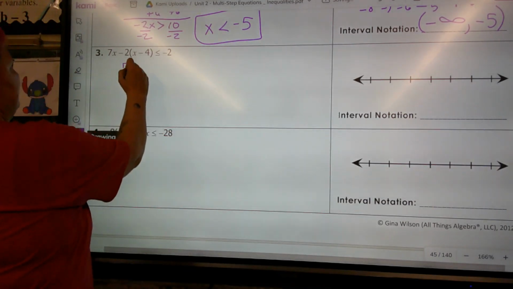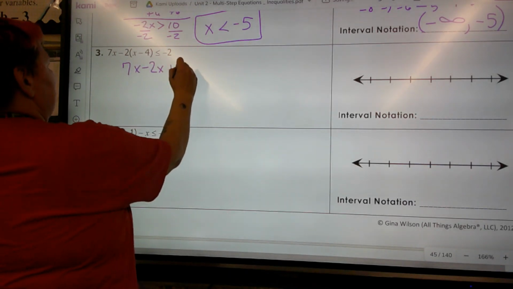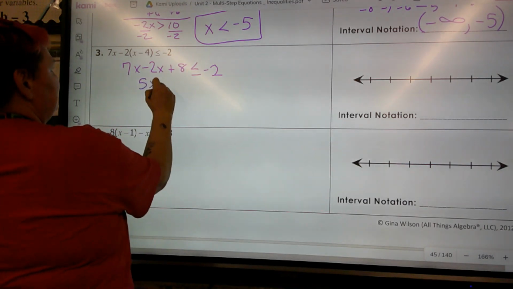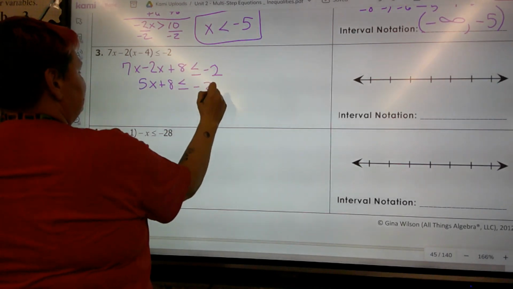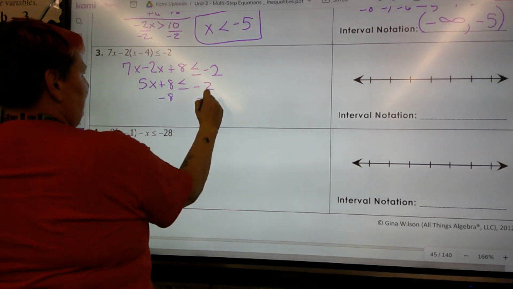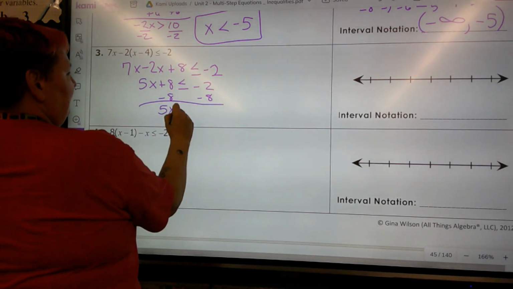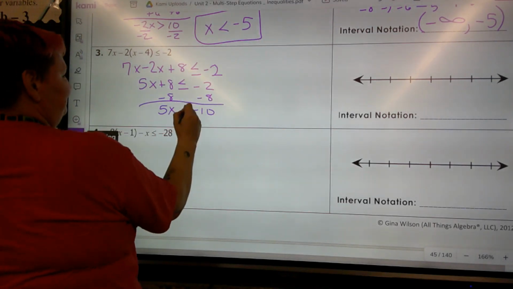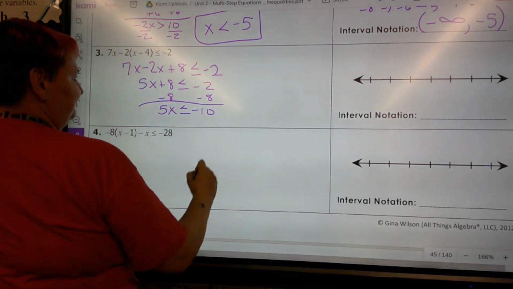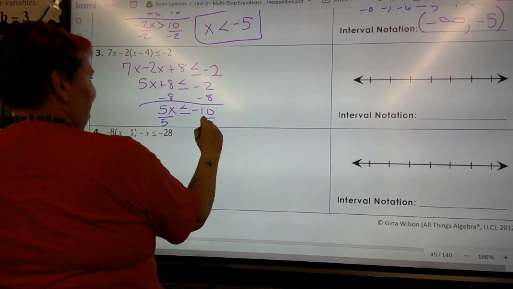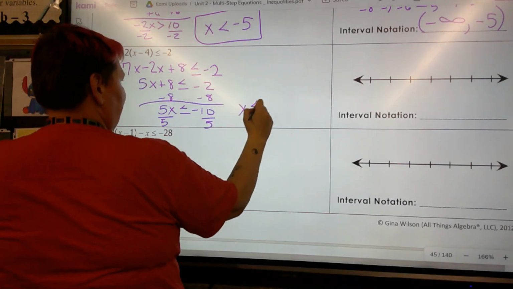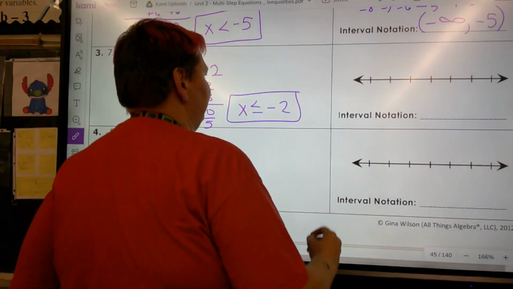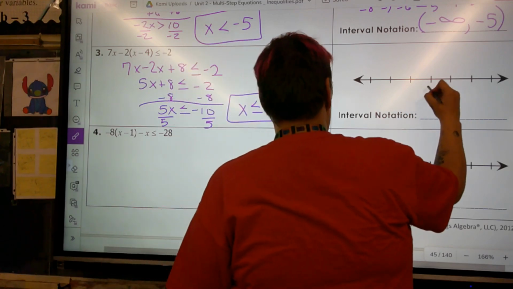Solve 7x minus 2x plus 8 less than or equal to negative 2. Combine like terms. Negative 2. Solve the two-step equation. Nah, I put equals again. Y'all gotta catch me. My brain moves ahead of my hand and then I forget that I'm doing inequalities. Alright, so x is less than or equal to negative 2.